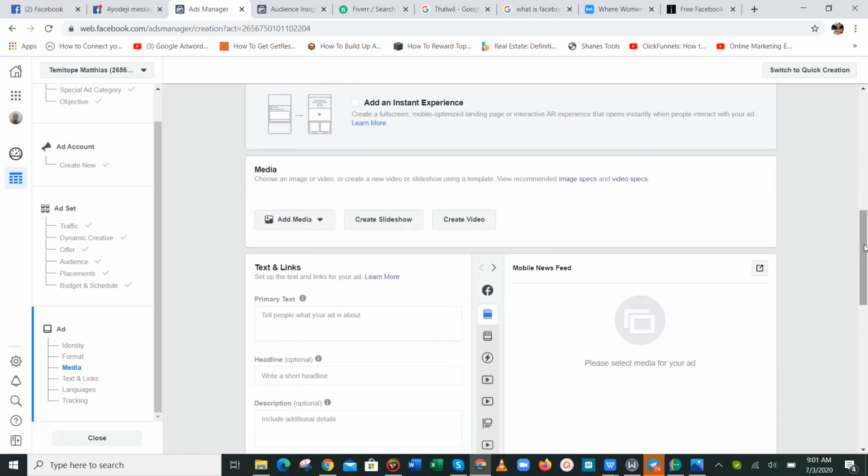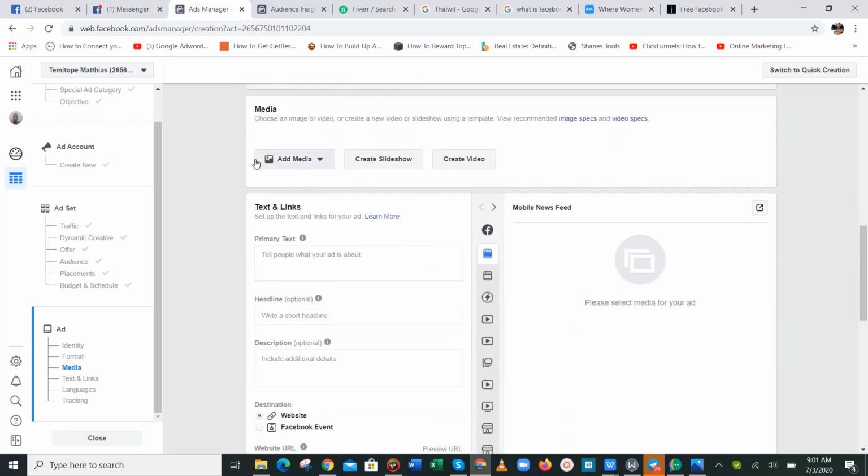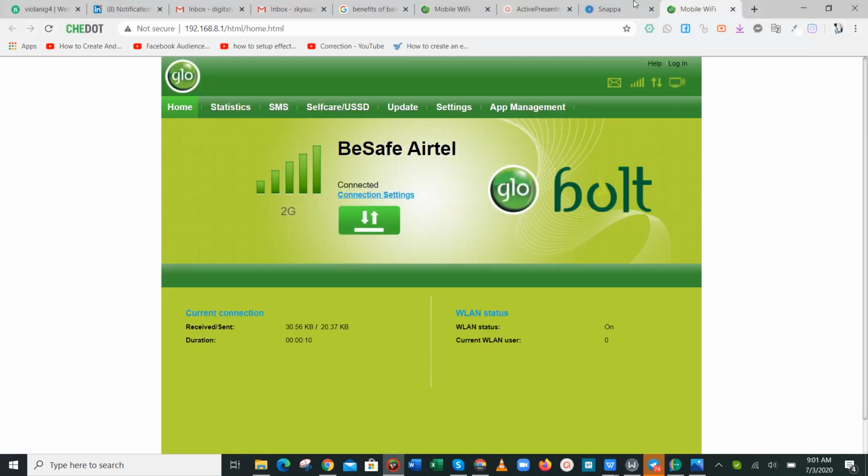So now the media. We have already chosen that we want to add one image. The media is the place we add the image you have promised that you want to add. I've already designed my image on Snapper.